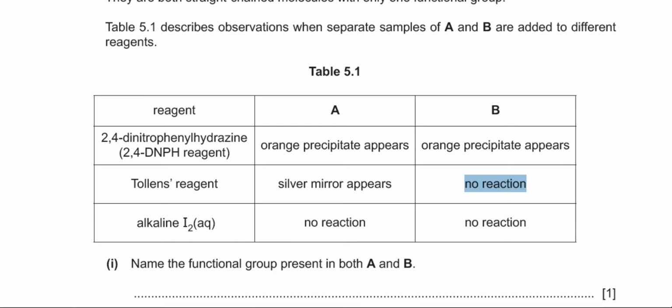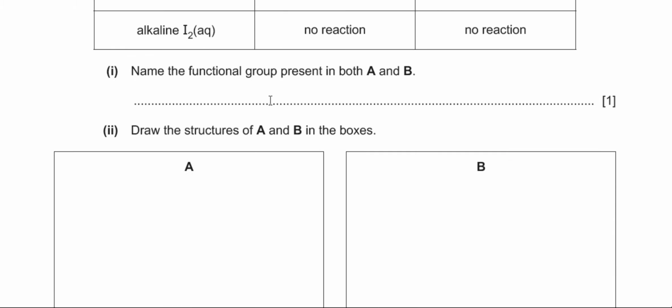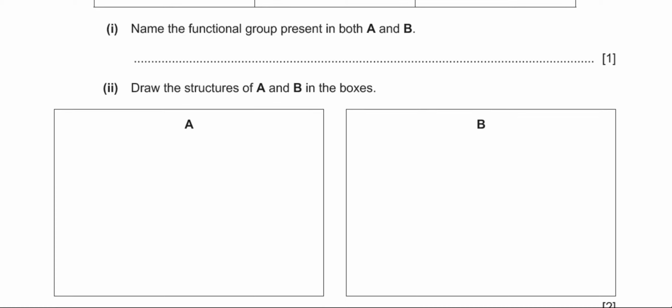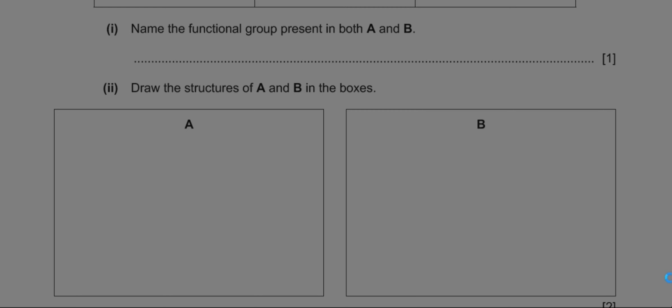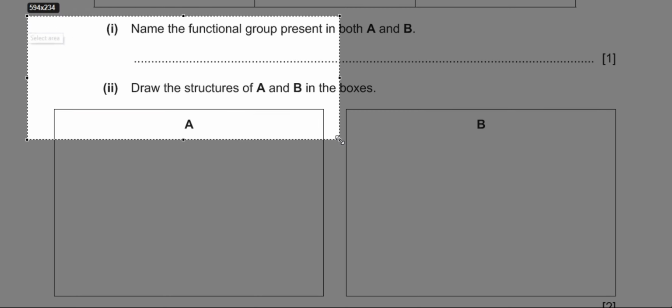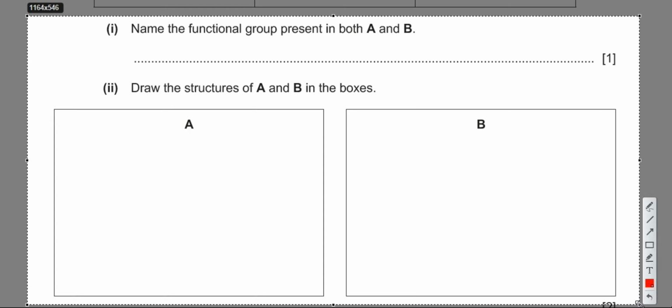Let me proceed. Here he says, name the functional group present in both A and B. So we predicted it is a carbonyl group, because the 2,4-DNPH gives us the orange precipitate, confirming the presence of a carbonyl group. The question clearly says name, so you can't use a formula. So you have to say carbonyl functional group.